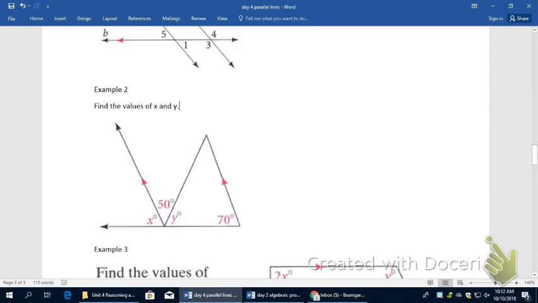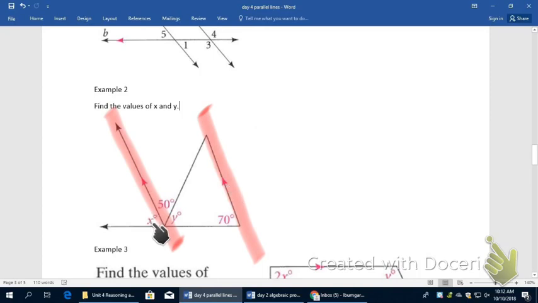Now moving on to example 2, finding the values of x and y in just another diagram. The very first thing I like to do is highlight the parallel lines to really draw my attention to them. I knew that those were parallel by the arrows indicating as such. Now let's go ahead and take a look at x first.